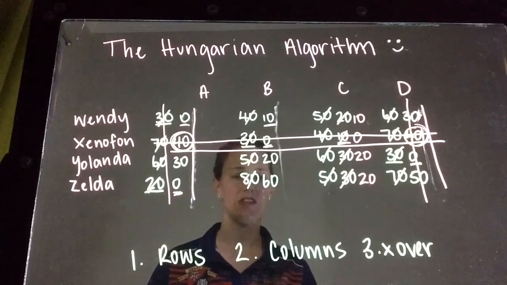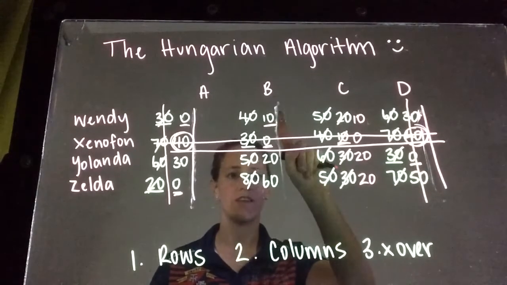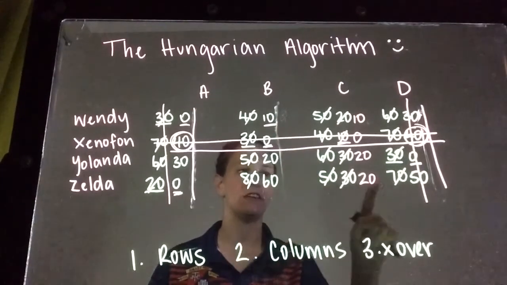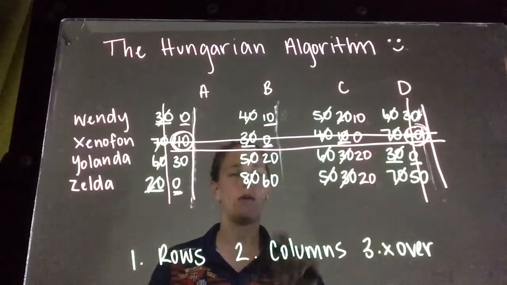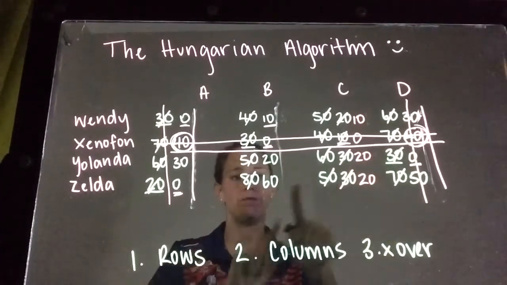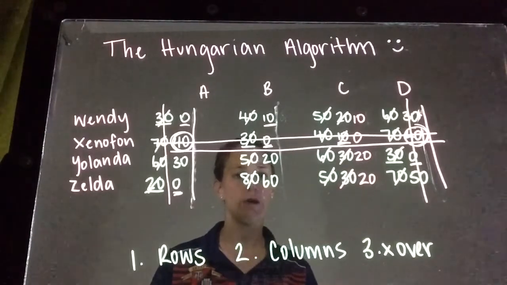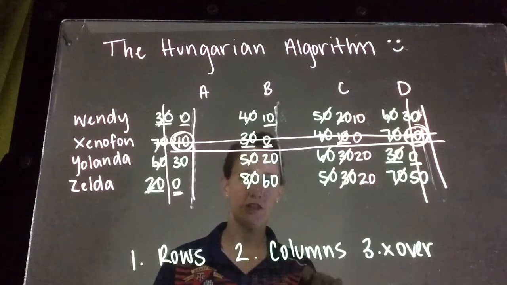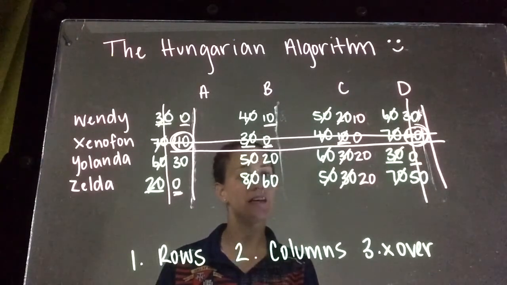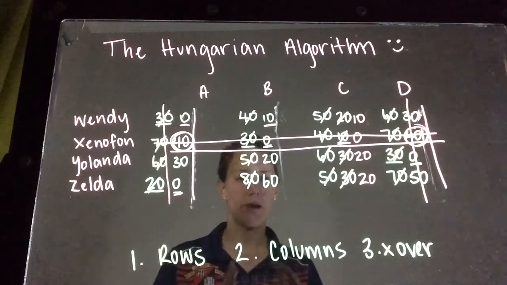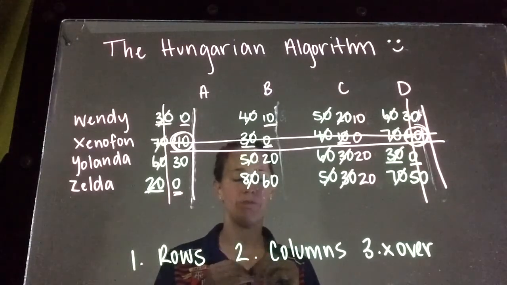What I then need to do is subtract the smallest uncovered value from the remaining uncovered values. So that would be the 2 10s, the 3 20s, and the 60. I'm going to go through that now. If that confused you, stop the video, rewind the last 30 seconds, listen to that instruction again. I'm going to do what I just said and talk it through.